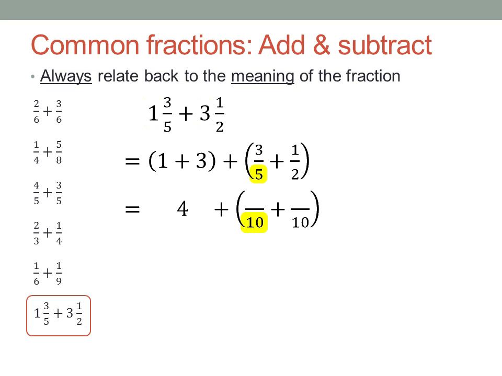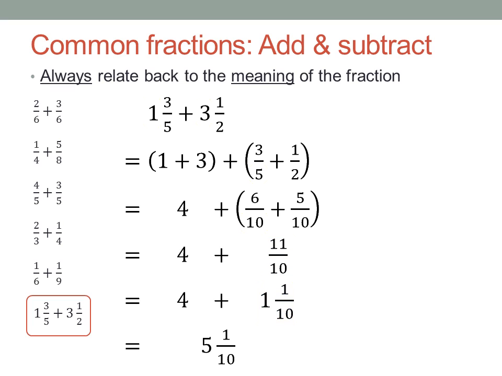5 goes in twice, so 3/5 is 6/10. 2 goes into 10 5 times, so 1/2 is 5/10. Now 6 plus 5 is 11/10, an improper fraction. This is the same as 1 1/10, so our final answer is 5 1/10.